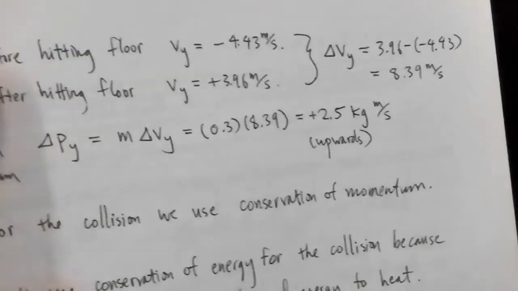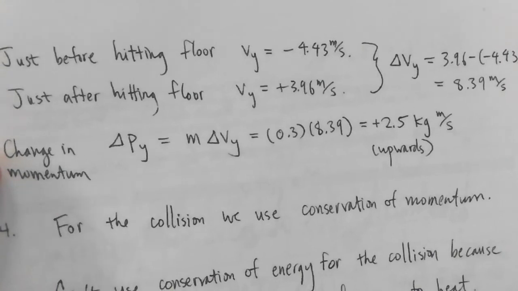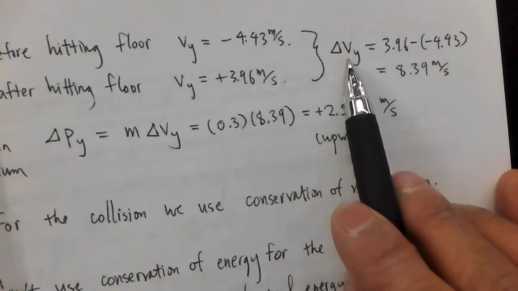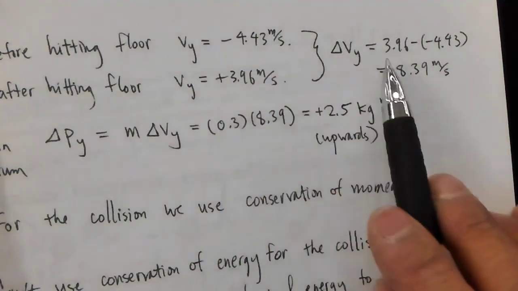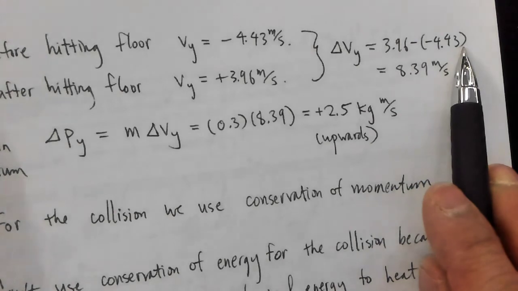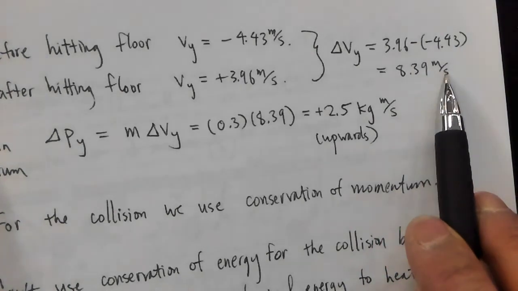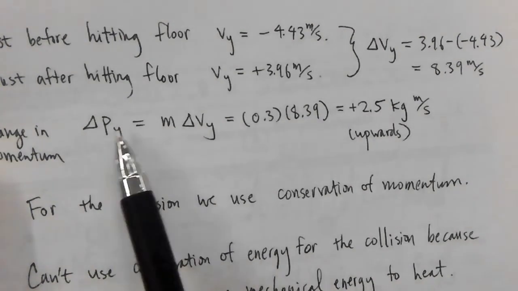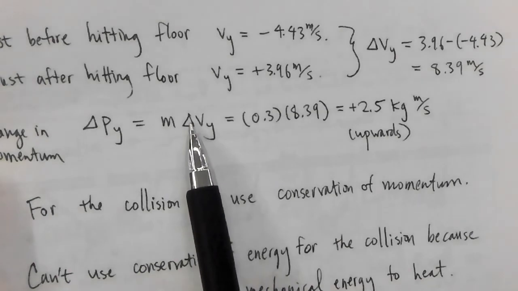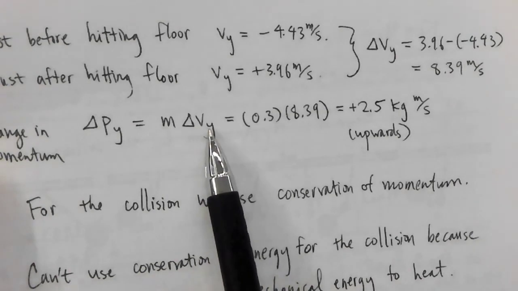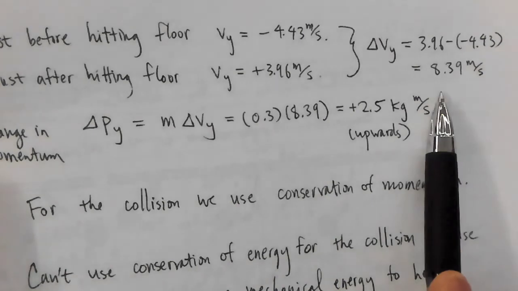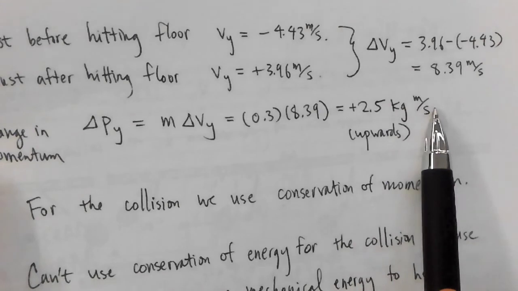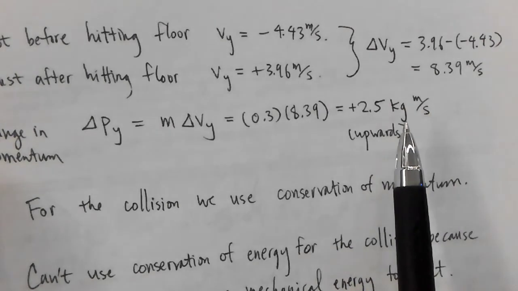Right? We can calculate the change in the velocity if you want. That's maybe the easiest way to do it. Delta vy is the final minus the initial, so 3.96 minus negative 4.43, and that's 8.39. And so now we can get the impulse. That's the change in the momentum. The mass doesn't change. So delta py is the mass times the change in the velocity, delta vy. And so the mass was 0.3 kilograms times 8.39. It comes out to 2.5 kilogram meters per second. Okay? Any questions about this?